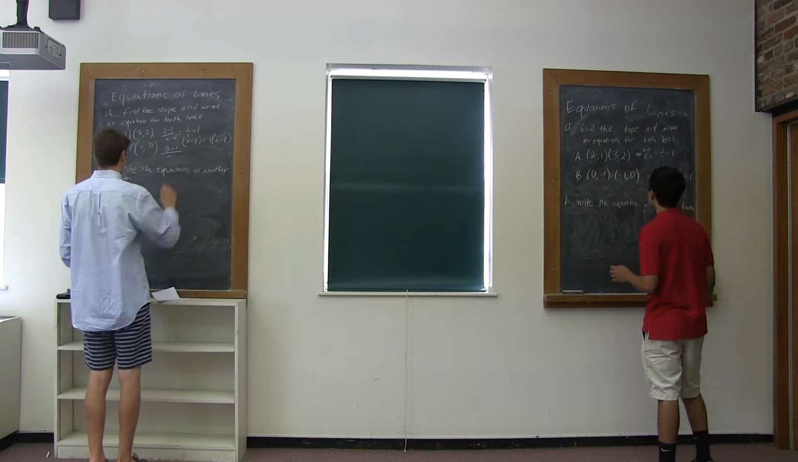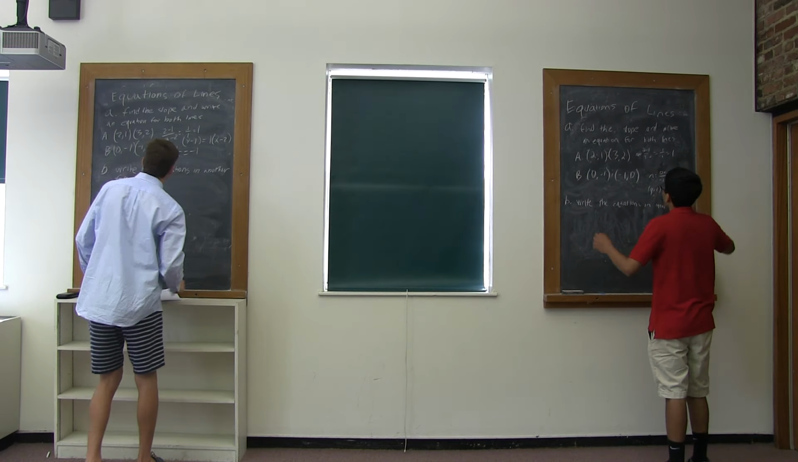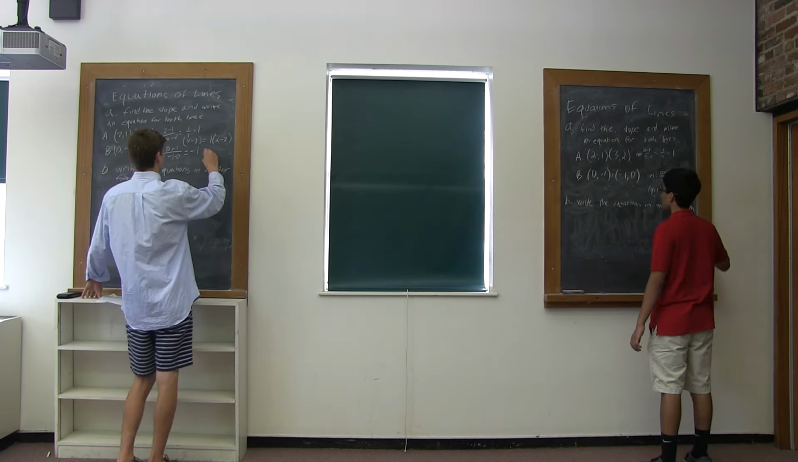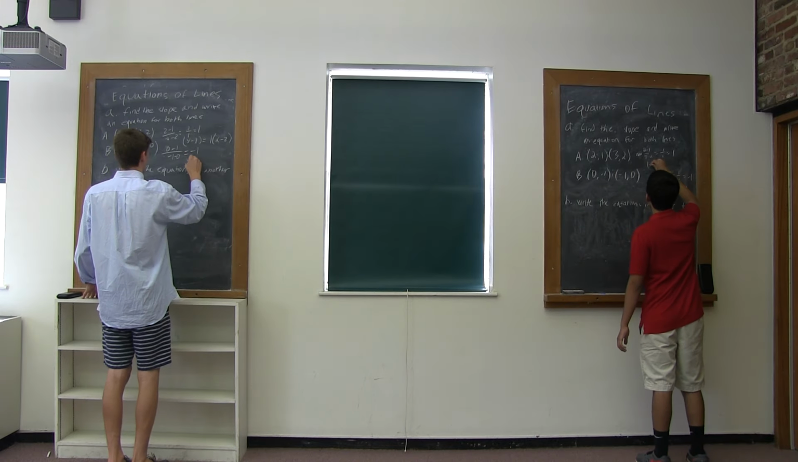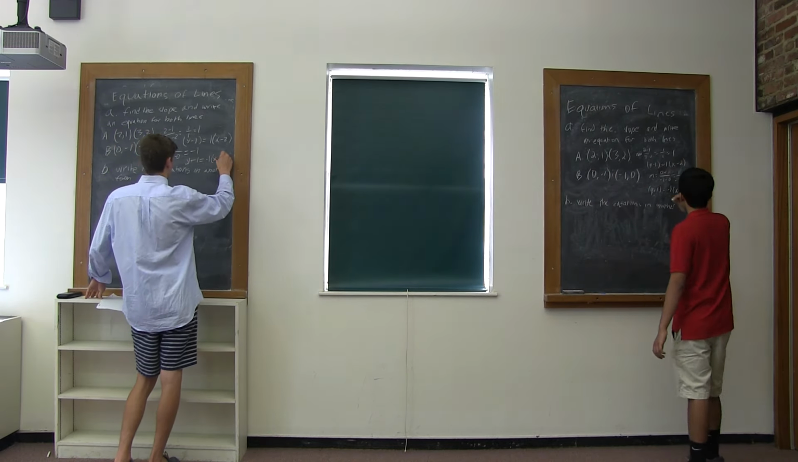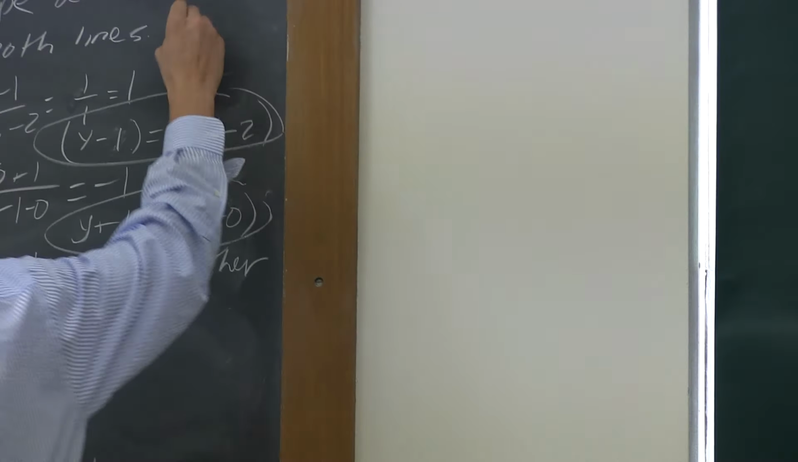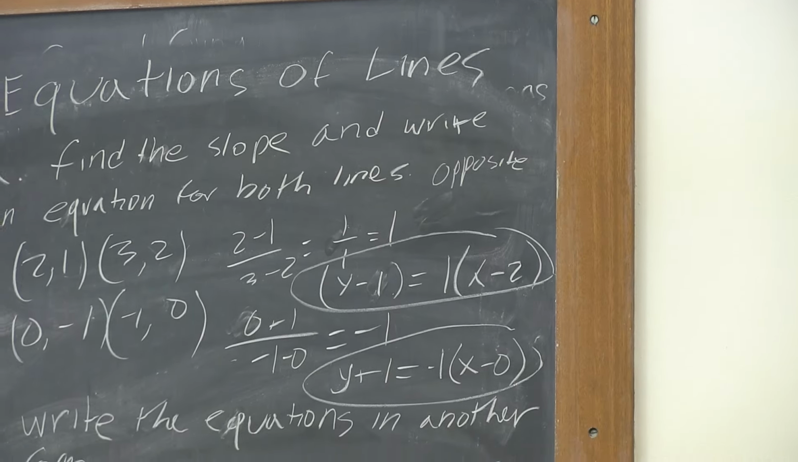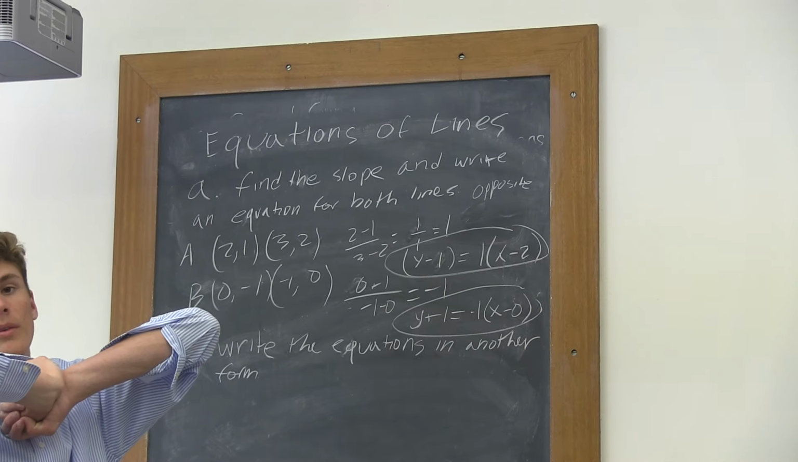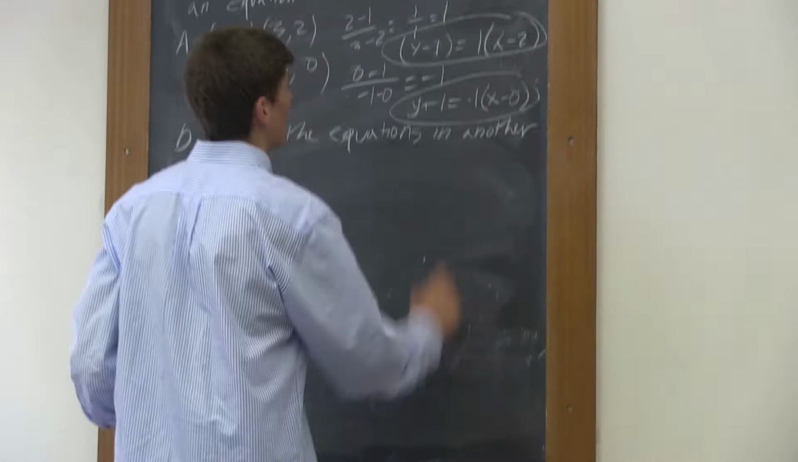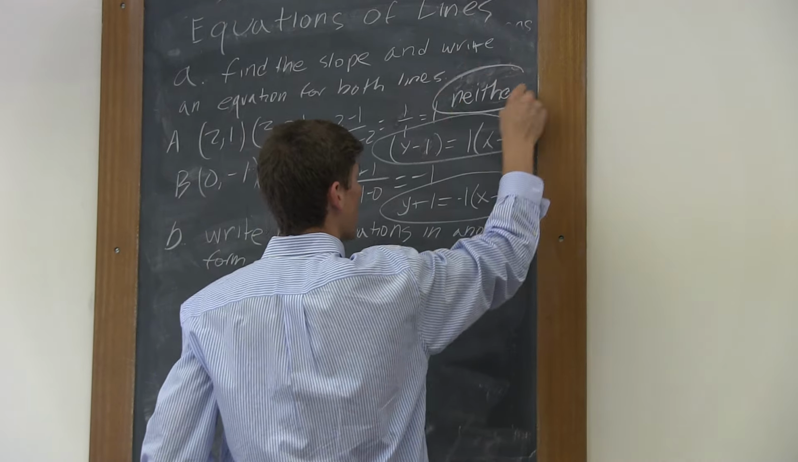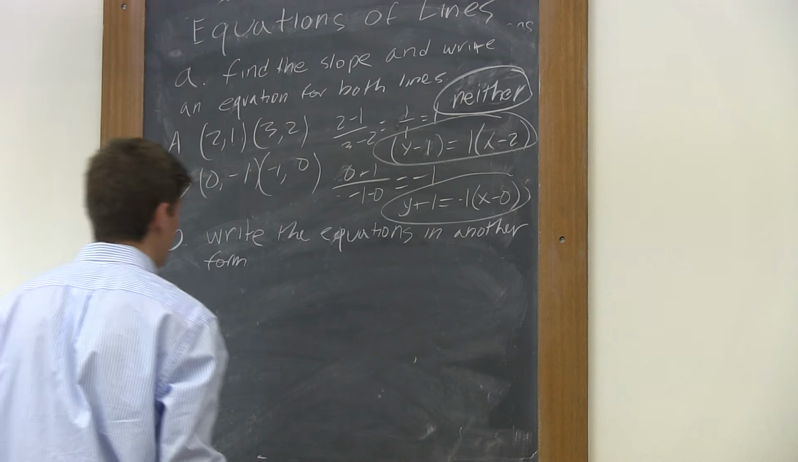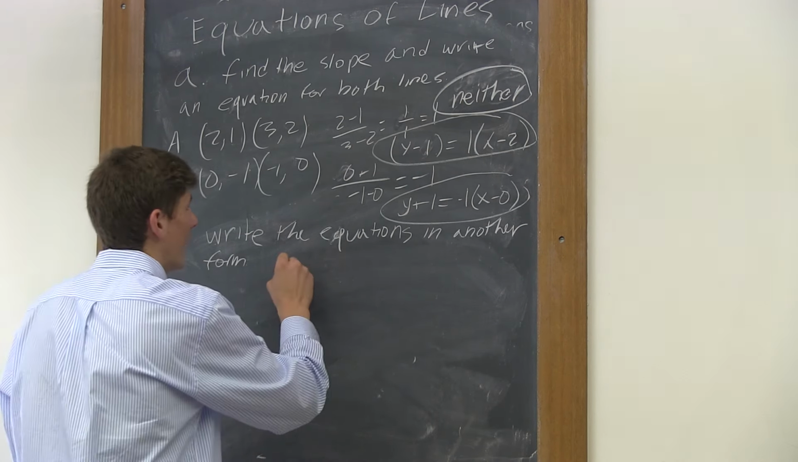It looks like Nithish has either finished his lines. I'm not sure what's going on over there. John has found the slope of both lines. It looks like 1 and -1 is what he has for an answer. He's also written down the equation. You can see his equation is in point slope form. So the point slope form is y minus y1 equals m times x minus x1. And John has found the equations for both, and he's also written down his answer.